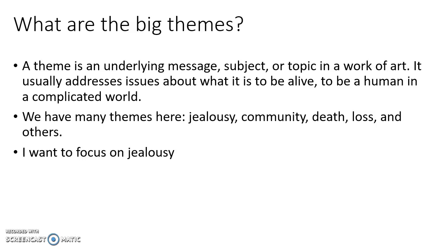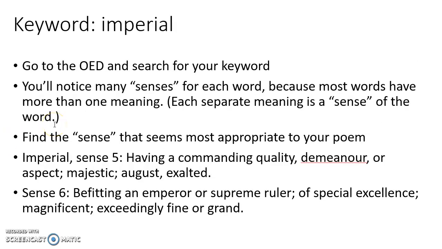But there's a lot that poetry can tell us about what it is to be human, what it is to live in a world that's really kind of hard to live in a lot of times. So many of the themes we have here, I think, are jealousy, we have community, we have death, obviously, we have loss, and there's a bunch of other ones. But I want to focus on jealousy. And so I think that's a big theme here. And one of the words I want to focus on is the word imperial. That's a word that isn't particularly common in the 2020s necessarily, but it's an important word with a really deep history and a really problematic history.